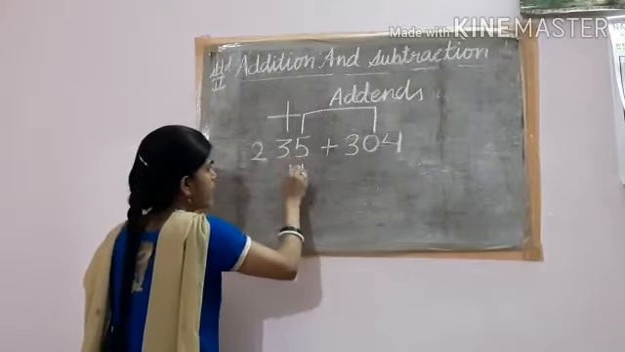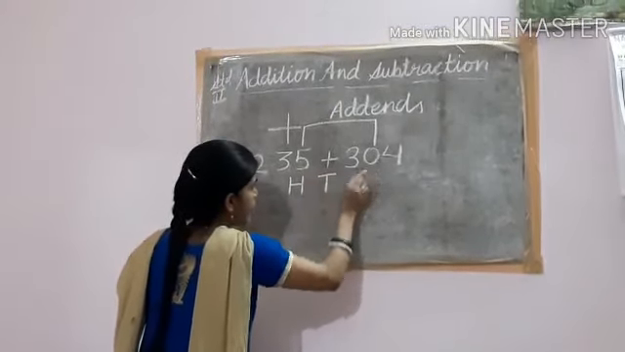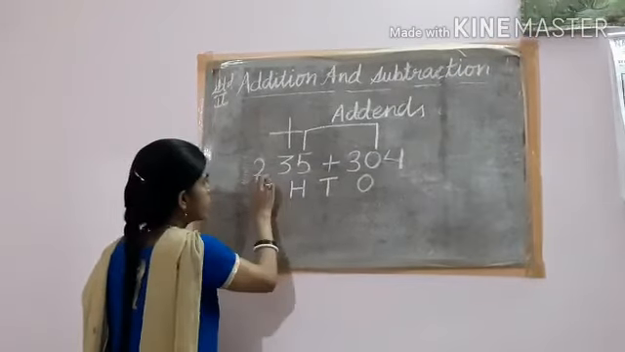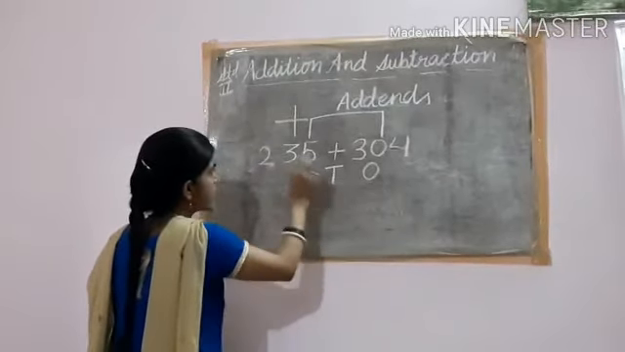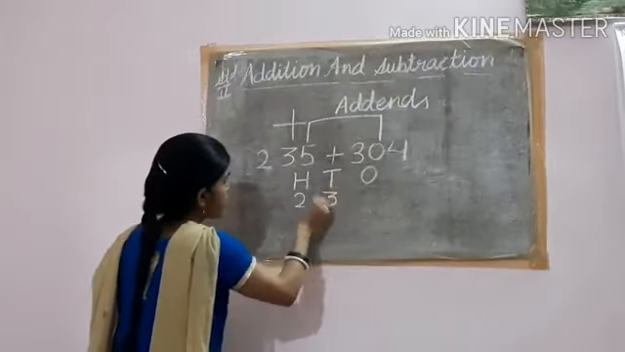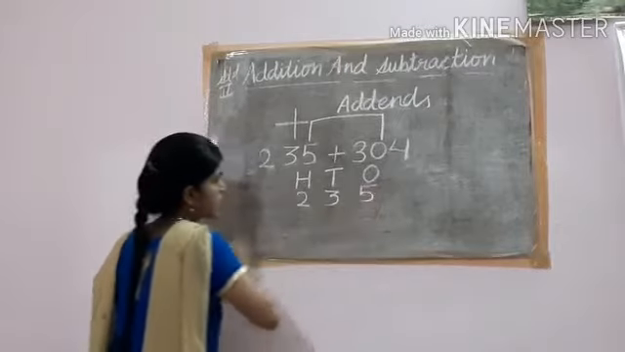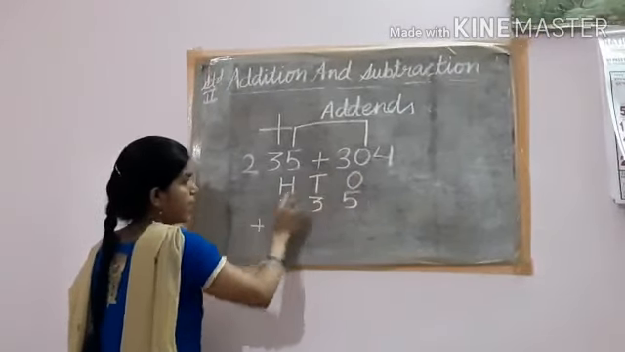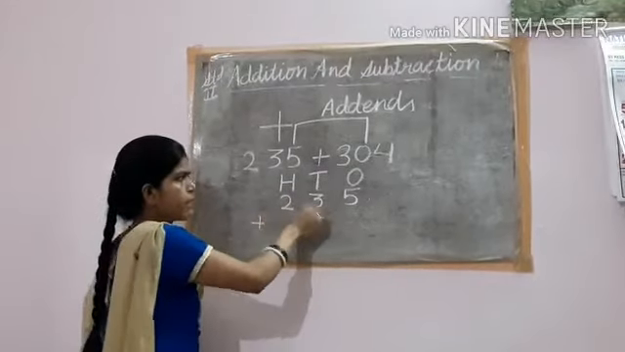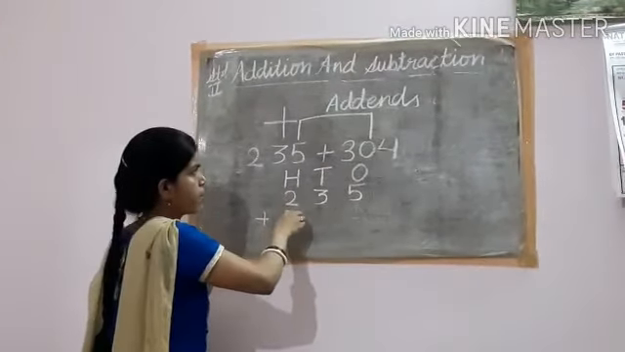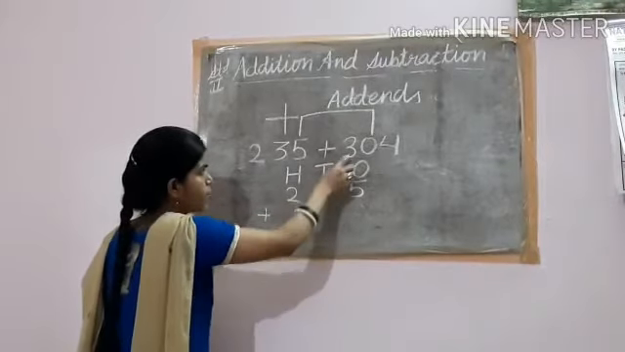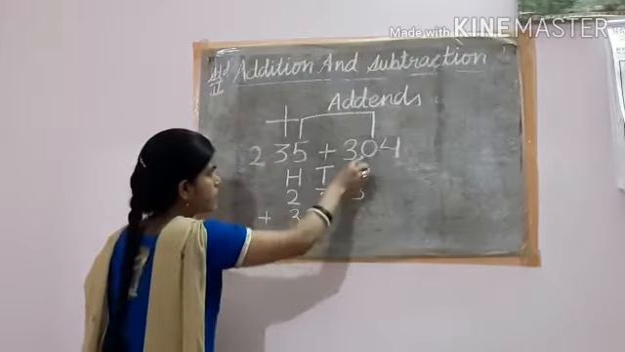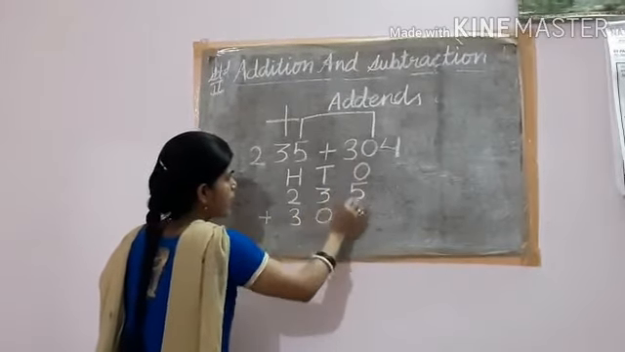When you add, after arranging the numbers at the proper place, let us first write the places: hundreds, tens and ones. 235: this 2 will come at the hundreds place, 3 at the tens place, and 5 at the ones place. Next is another number, and the sign is plus. You have to arrange it exactly below the first addend, like 304. So 3 will come below this 3, then 0 tens, and then 4 ones.